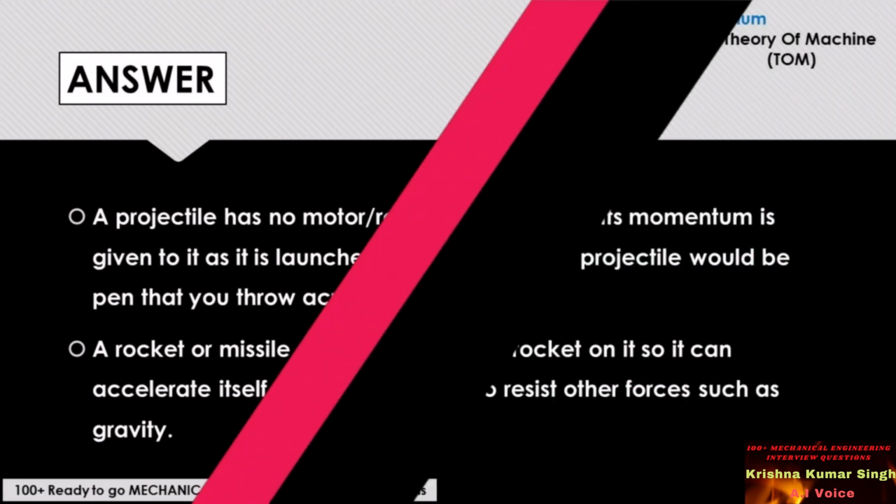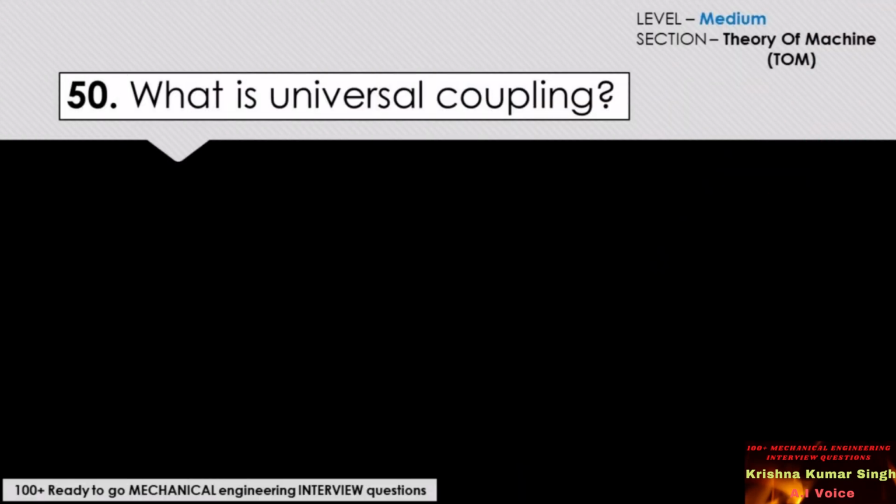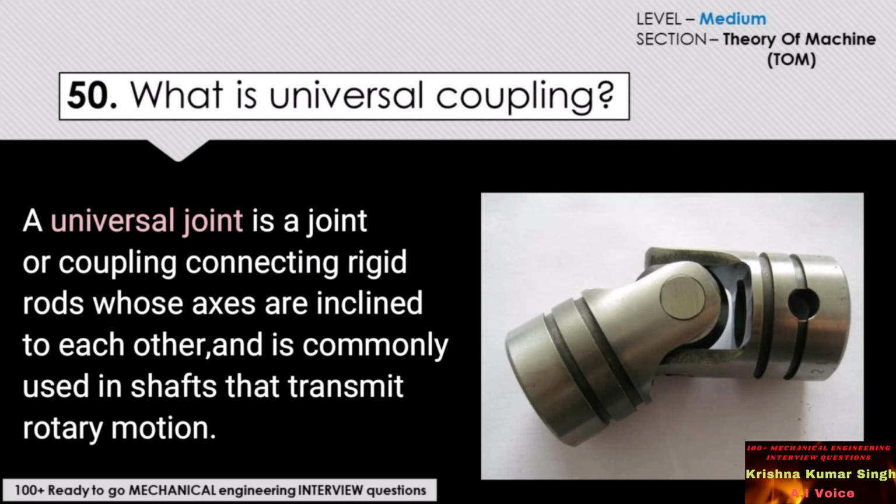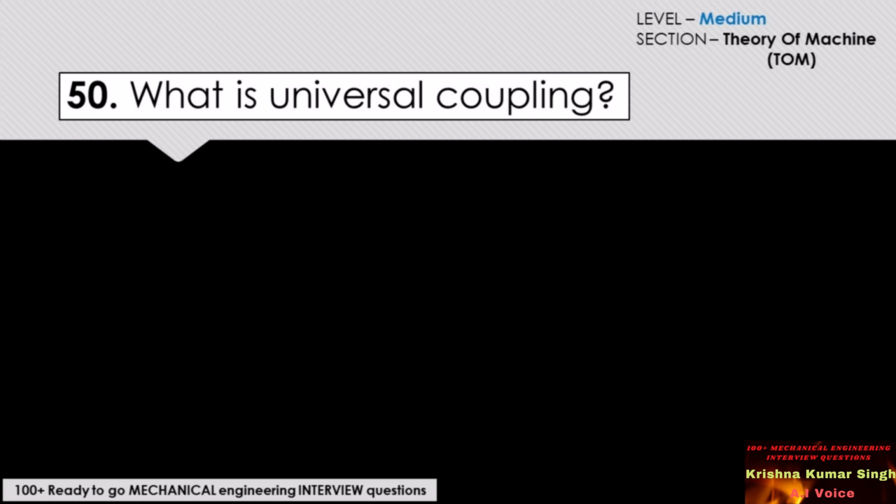What is a universal coupling? A universal joint is a joint or coupling connecting rigid rods whose axes are inclined to each other and is commonly used in shafts that transmit rotary motion. It consists of a pair of hinges located close together, oriented at 90 degrees to each other, connected by a cross shaft.